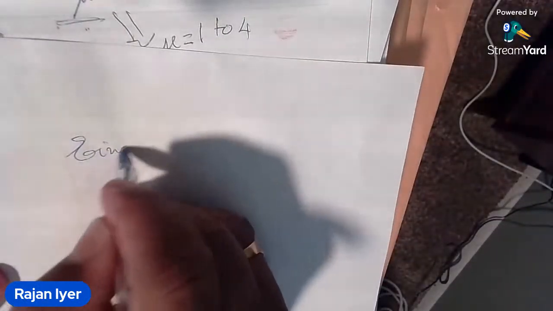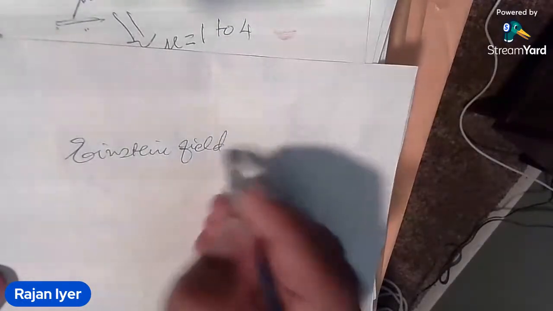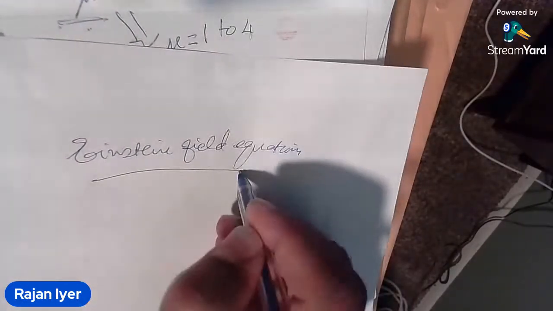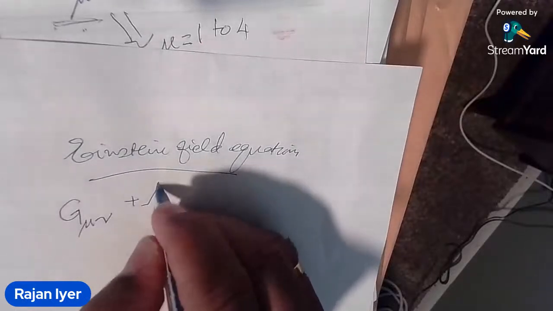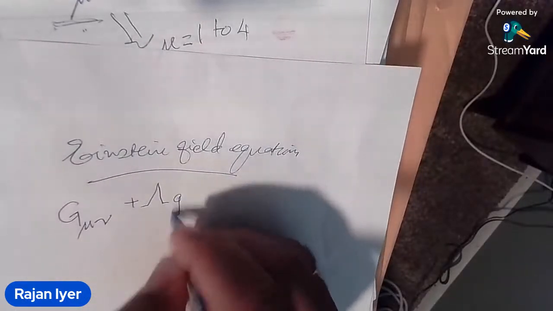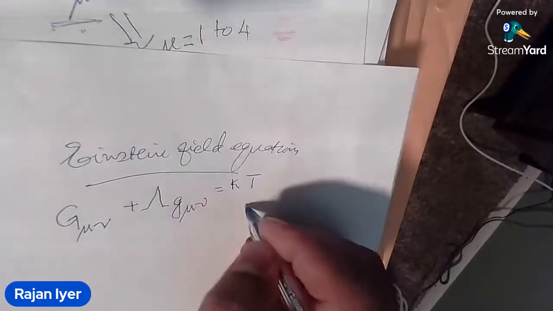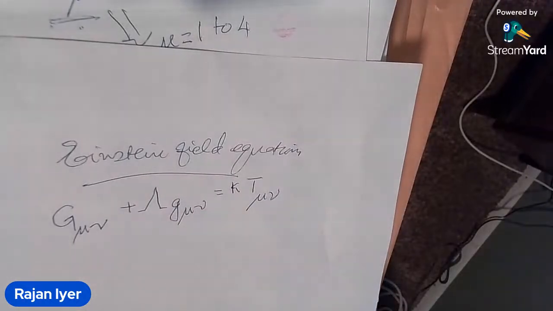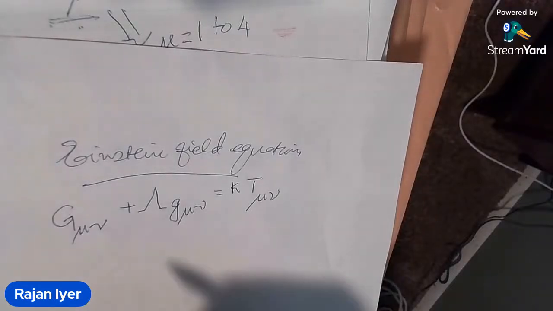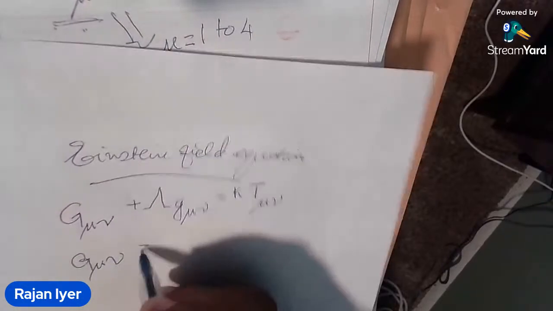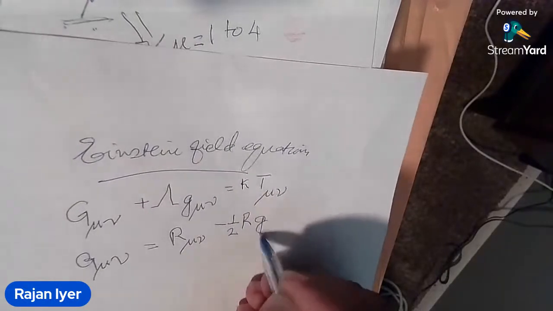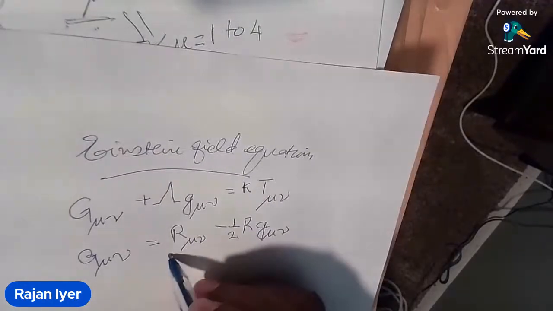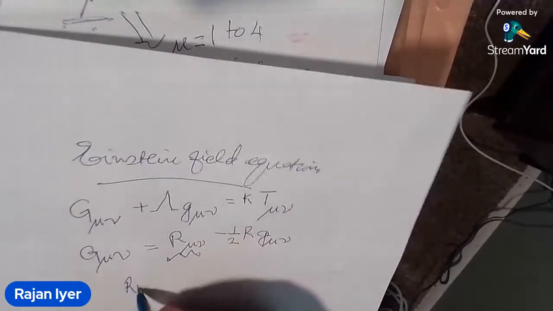So the Einstein field equation is G mu nu plus lambda g mu nu equals kappa times T mu nu. It's a general equation where one of them has a Ricci tensor. You can express that in terms of the Ricci tensor, and G mu nu actually is equal to R mu nu, which is the Ricci tensor, minus 1/2 R g mu nu. Okay, so this R mu nu is the Ricci curvature tensor.